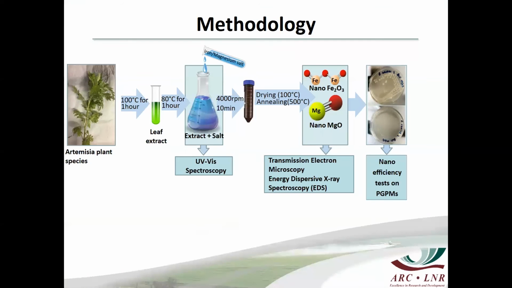We investigated the use of Artemisia plant extract for its efficacy in synthesizing nanoparticles. The extract was mixed with either iron or magnesium salt solution. The solution was then dried and annealed to form crystalline nanoparticles. Then these nanoparticles were tested for their efficacy on plant growth promoting microorganisms.